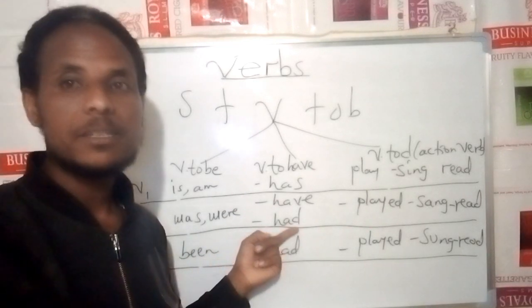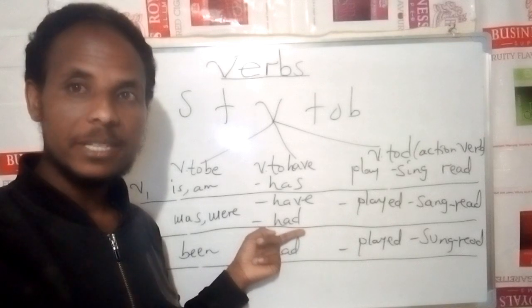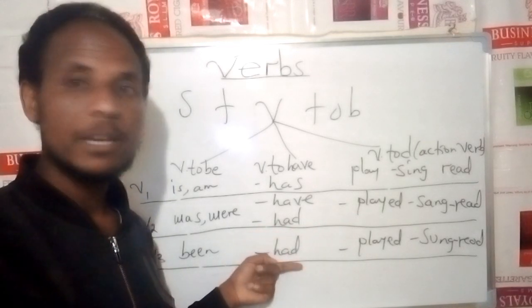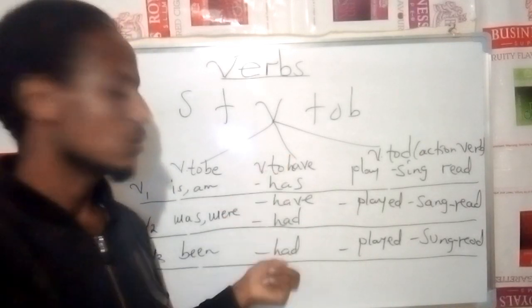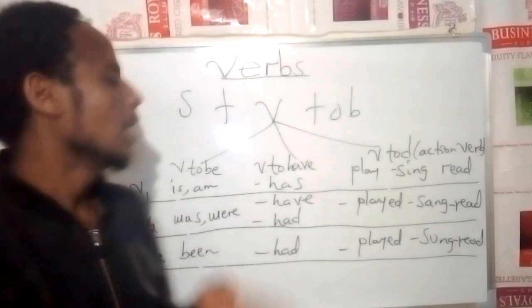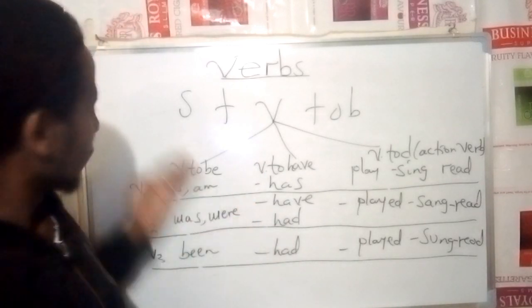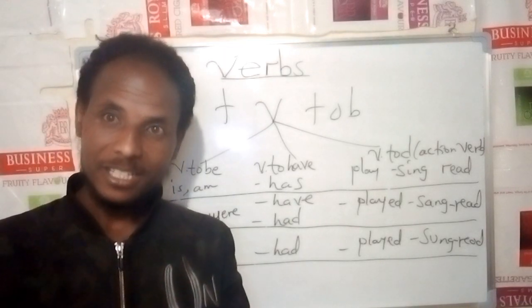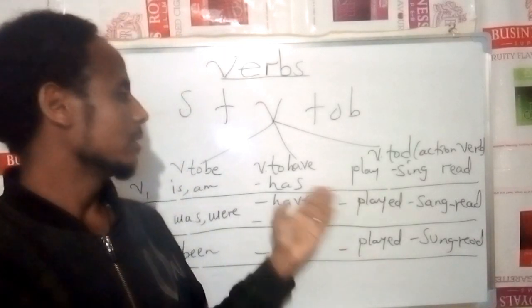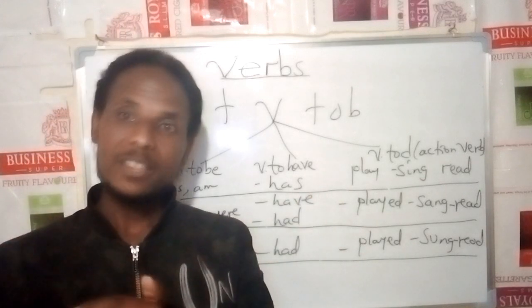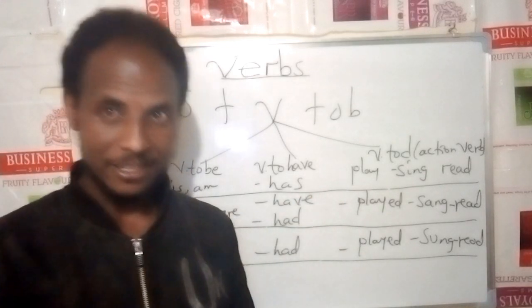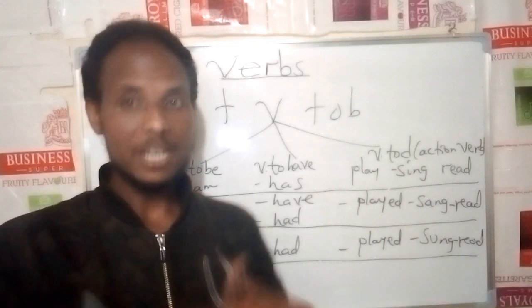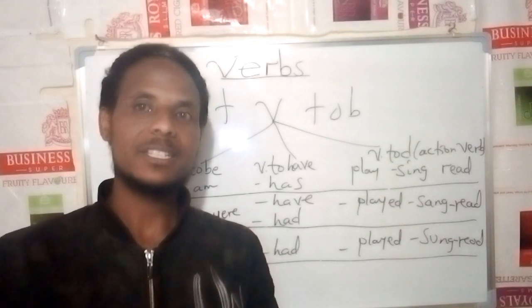The past participle, the past simple and the past participle form of the verb to have is the same. Okay, come on. The verb to be tells us what the subject of the sentence is, whereas the verb to have tells us what the subject of the sentence has, and the verb to do or action verb tells us what the subject of the sentence does.